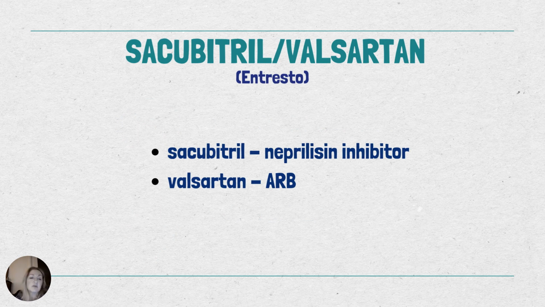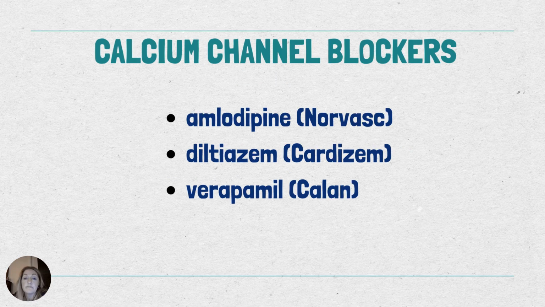So sacubitril valsartan, this is a combo medication. It is only used in heart failure. Entresto is the brand name. So you have two different classes in this. Valsartan, just like we saw before, is an ARB, angiotensin receptor blocker. And then we have sacubitril, which is a neprilysin inhibitor. And that's really all you need to take away for now. Just know that this is a combo and it is called Entresto. But you see that sartan there, you know that that is an ARB.